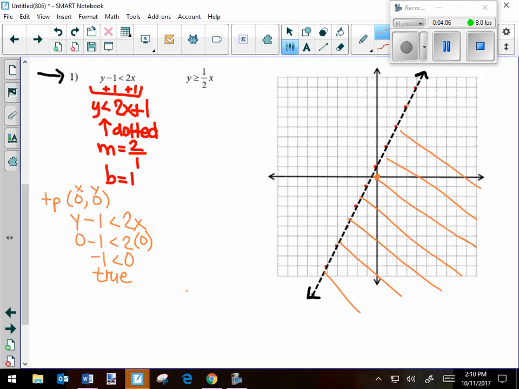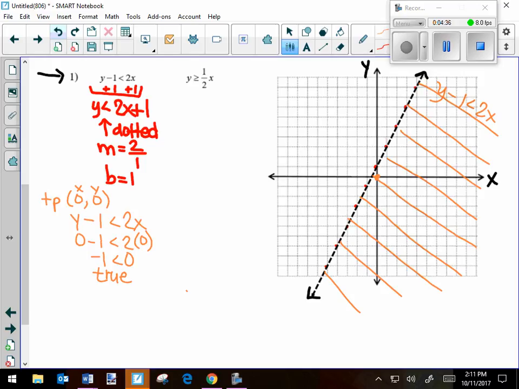And just like when we graph lines, we have to make sure that we label. In this, I'm going to label on one of the shading lines, y minus 1 is less than 2x. I also have to remember to label the x and y axis. Sometimes I remember to do it first, sometimes in the middle, sometimes I forget and don't do it till the end. And then I also have to graph this other one.